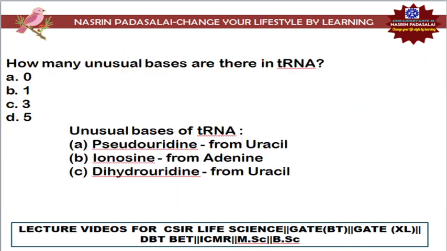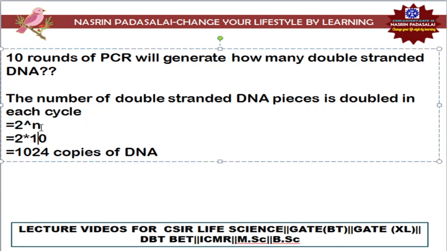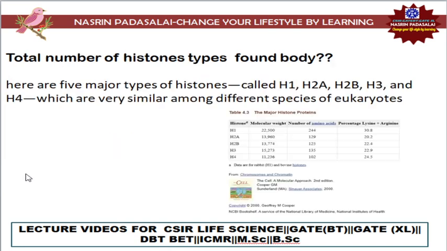Next question is: 10 rounds of PCR will generate how many double-stranded DNA? The number of double-stranded DNA pieces will usually double during each PCR cycle, and the formula is 2 to the power of n. N signifies the number of cycles, so here the number of cycles is 10. So 2 to the power of 10, so totally 1024 copies of DNA will be generated after 10 rounds of PCR.